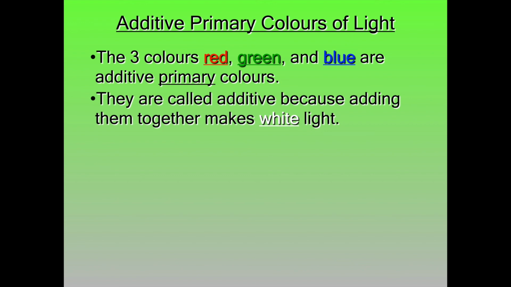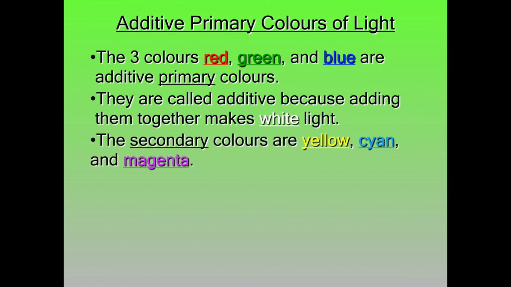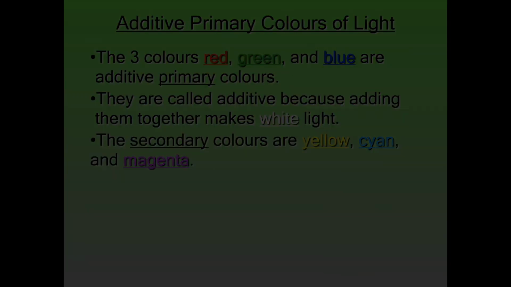Now, when you combine those colors in different amounts, you get the secondary colors. And the secondary colors of light are actually yellow, cyan, which is like a light blue, and then magenta, which is like a different kind of shade of purple. So those are the secondary colors, and we'll look at that in a diagram next.